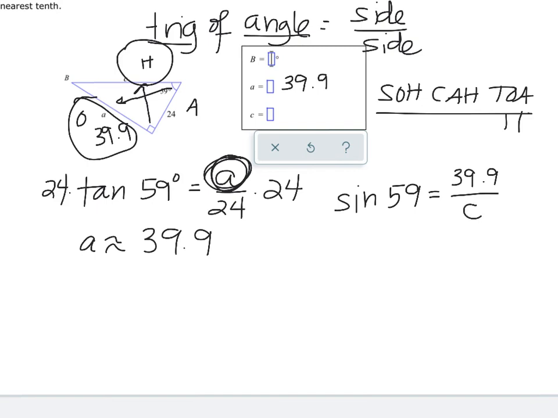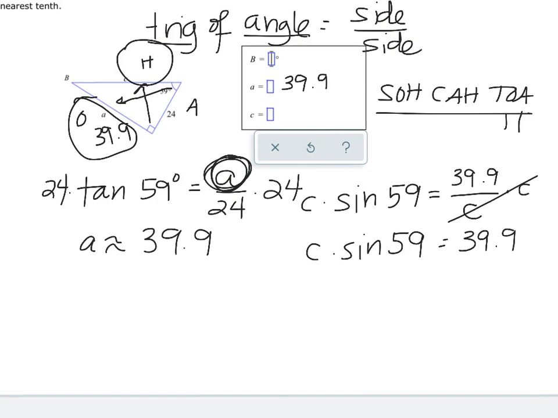This one is different because now the variable's in the denominator, and I see people get tripped up with this all the time. But it's a variable. It's a placeholder for some number, so we treat it just like we treat any other number. We're going to multiply both sides by C. These two things cancel out. We have C times sine 59 equals 39.9.